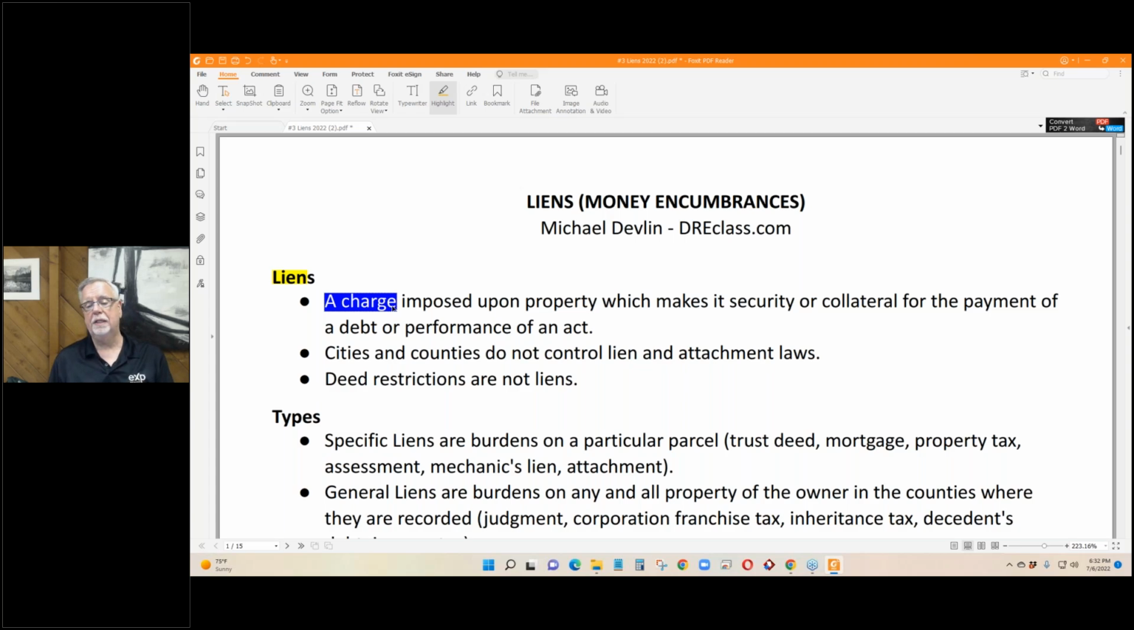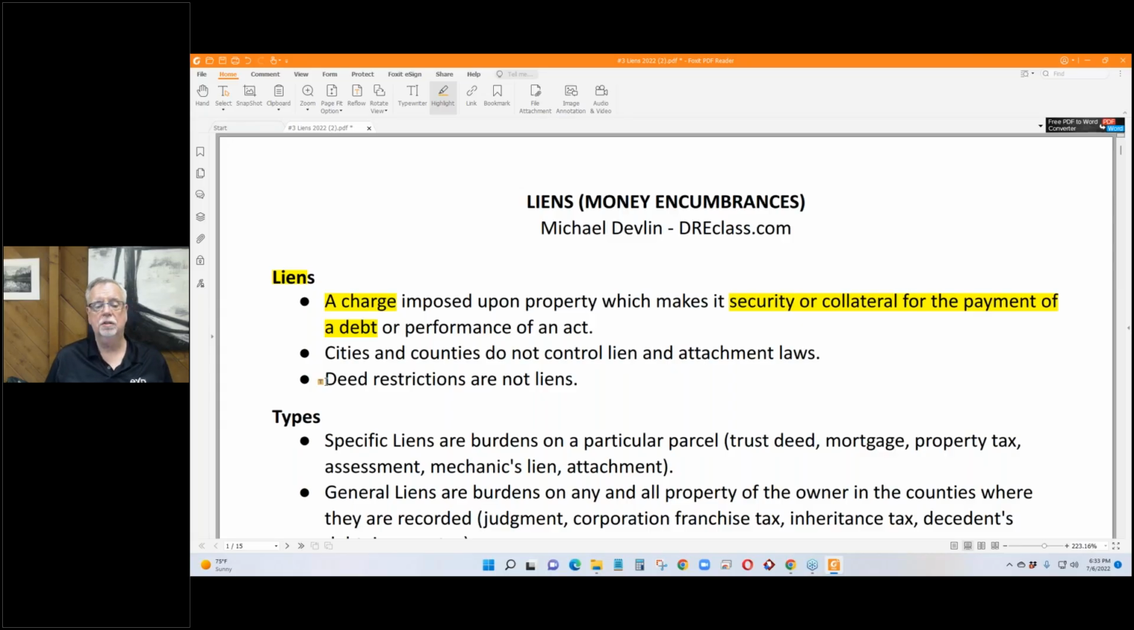The Department of Real Estate has asked, who controls lien laws? Who controls laws that attach property because of a lawsuit or something like that? And the choices include, is it the federal government? Is it the state government? And the one that it is not, because of the way the question is worded, which of the following do not regulate lien laws, the answer is cities and counties. The state of California and the federal government regulate liens, but cities and counties do not control liens.